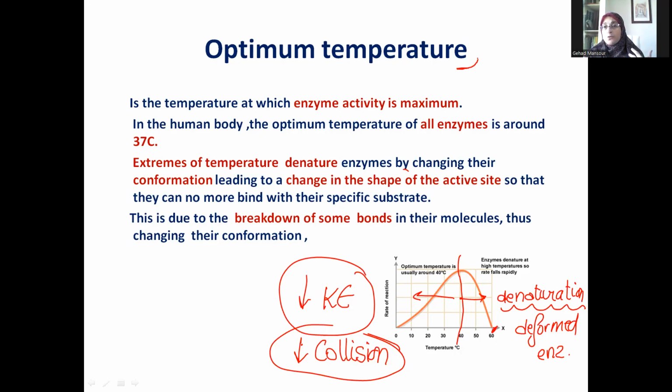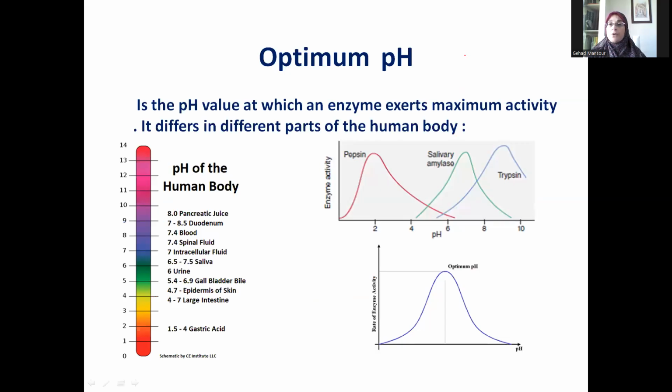Every enzyme has one optimum temperature that is its own, depending on the medium where it acts. Human enzymes, all human enzymes, have 37 degrees Celsius as the optimum temperature because this is the temperature of our human body. Not only the temperature affects the action of the enzyme, but also the pH affects the enzyme action.